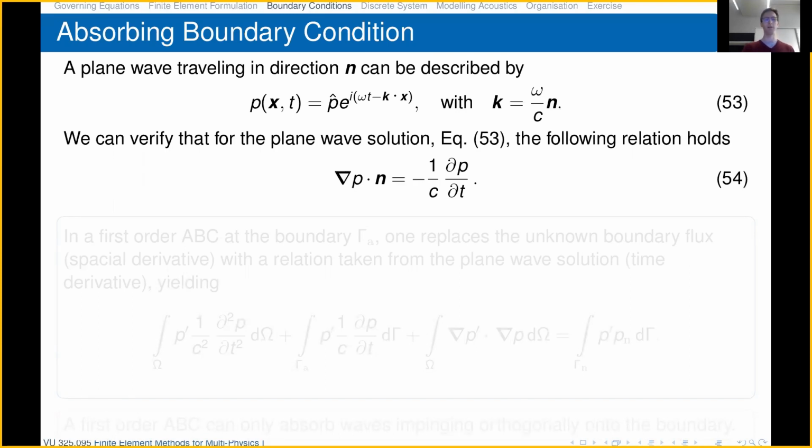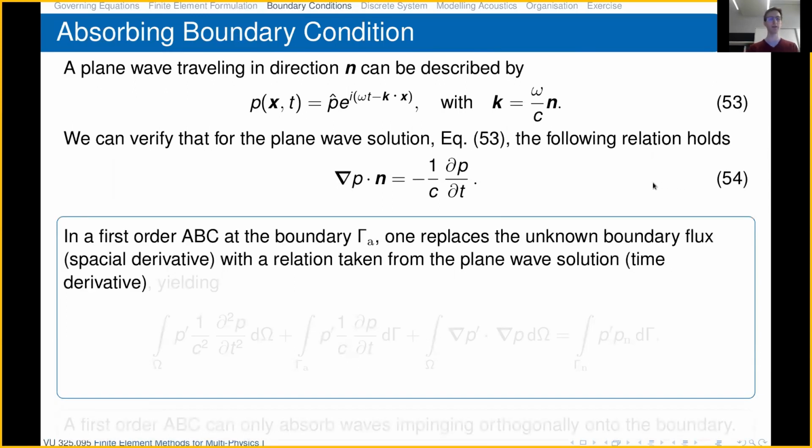And if we now look at this wave solution of the plane wave, we can verify that the relation gradient of the pressure in n is equal to minus 1 over c times the time derivative of the pressure holds. So you can do this with this solution, take the gradient in n and take the time derivative, and you will see that this relation actually holds for a plane wave solution.